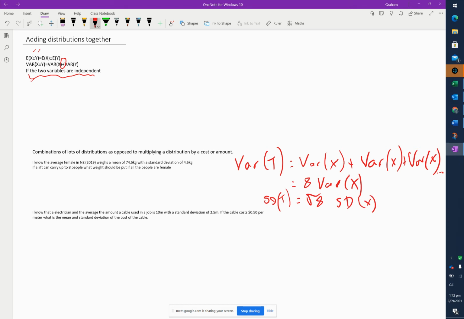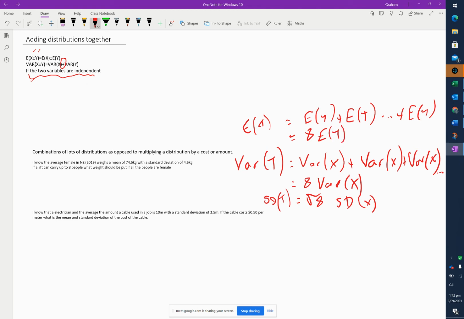But because we've square rooted the variance to get the standard deviation, I've got to multiply my standard deviation by the square root of 8. Whereas when I'm working out my mean, the expectation of t is the expectation of t plus the expectation of t 8 times. So that is 8 times the expectation of t.